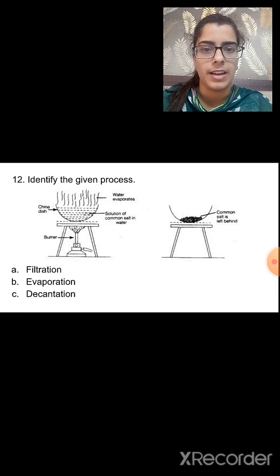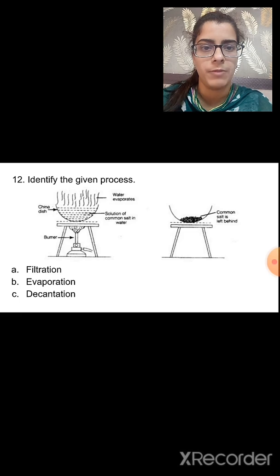Question number 12. Identify the given process. So, the diagram is given to you. You have to identify what it represents. Which process does the given diagram represent? Options are A. Filtration, B. Evaporation, or C. Decantation. So, which is the correct answer? It is option number B, that is evaporation. The evaporation method is shown in the diagram.